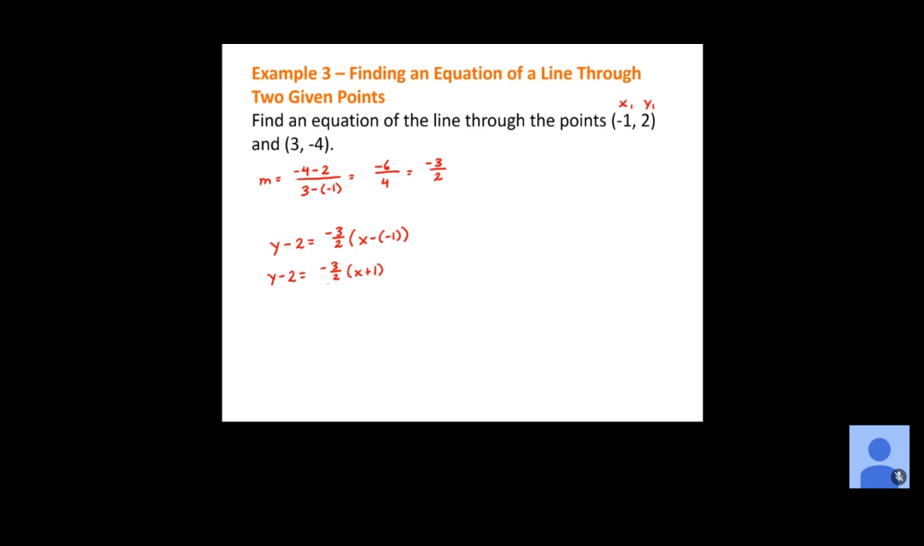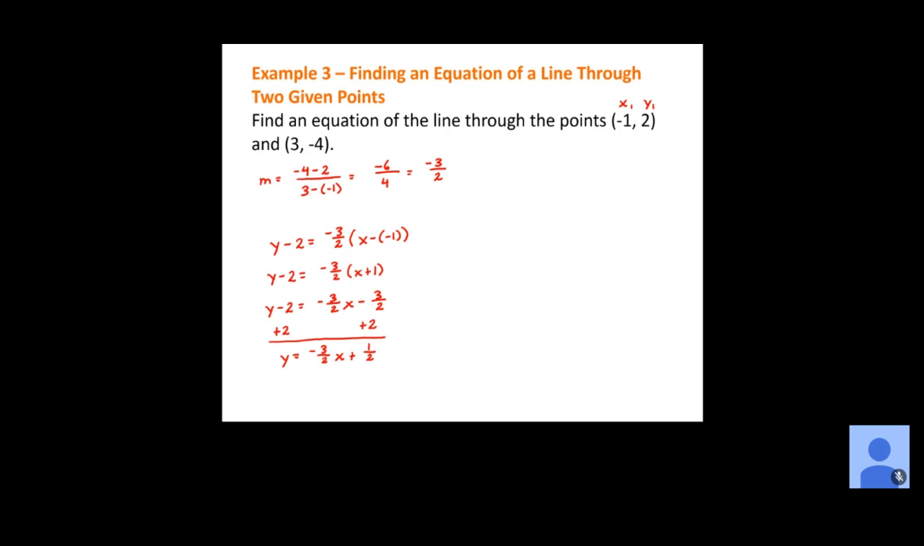Now we can distribute the -3/2. So that's going to give us y minus 2 equals -3/2 x, and then -3/2 times 1 is a -3/2. And then finally, we can add the 2 to both sides just to get y by itself. So now we have y equals -3/2 x, and then -3/2 plus 2 is going to give us a +1/2. So we get +1/2. Okay, so there's the equation of our line that goes through those 2 points.